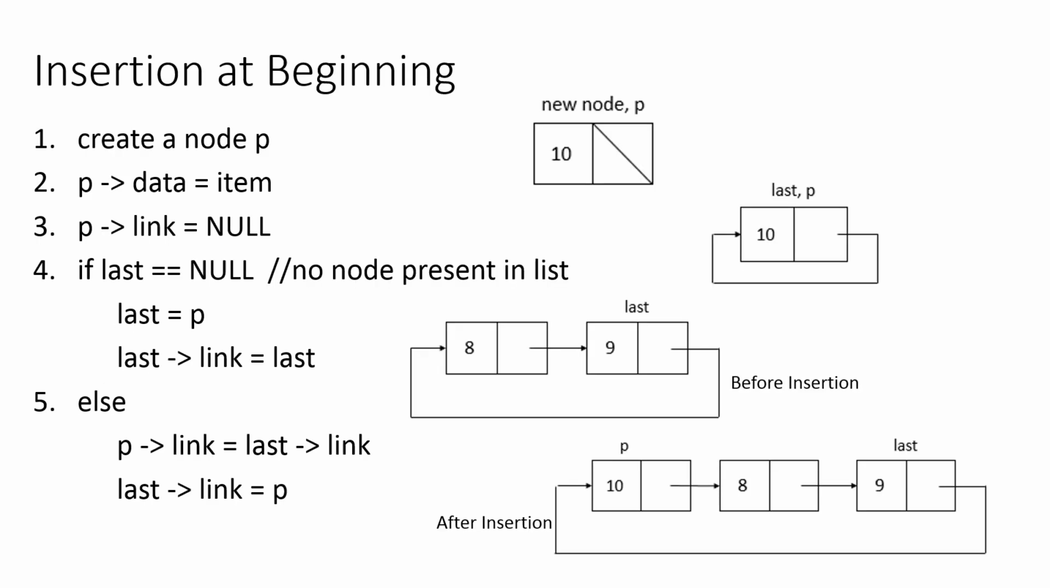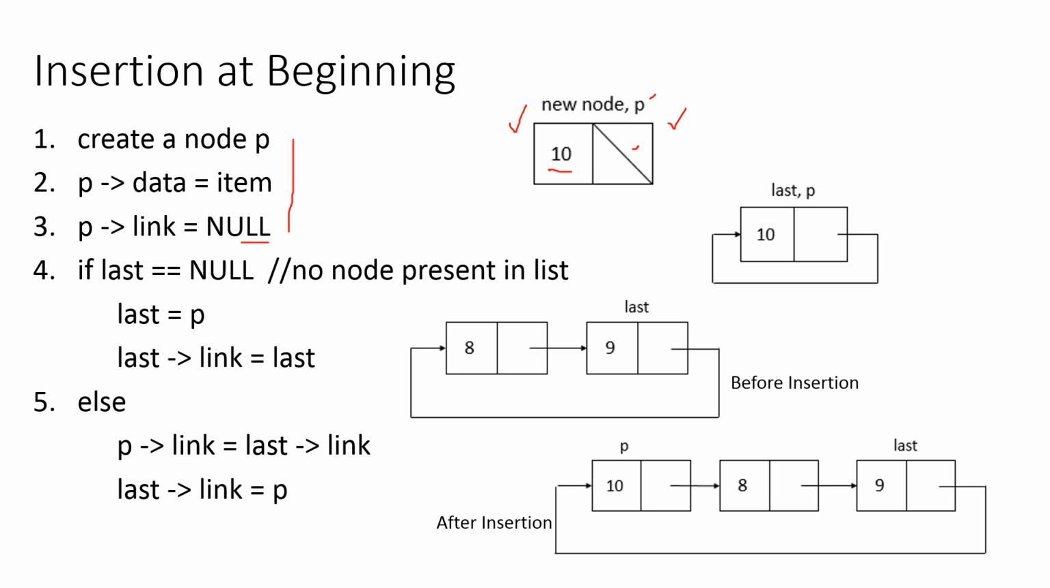Insertion at the beginning. So here is the algorithm. Suppose you are going to insert a new node and the name of the node I am using is P. So you are creating the node, you are getting the value and then the new node's link section you are making as null. Okay, that is described here. Create a node P. P data is equal to item. Here it is 10. P link is equal to null. Okay, so you have created a node named P.